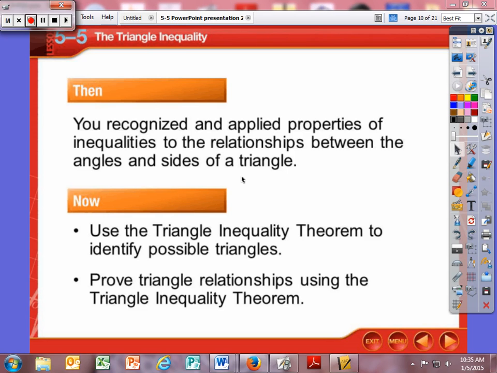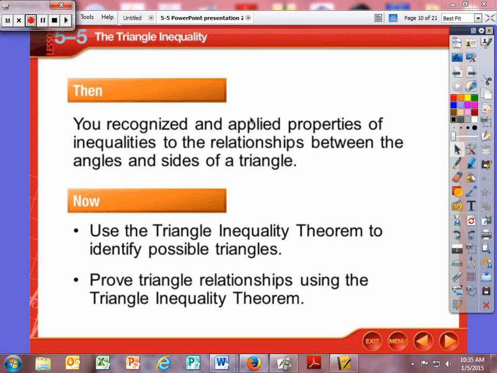Hey guys, we're going to start working on section 5.5 today, so notice we skipped over 5.4. This will actually be the last section that we do in chapter 5. We're just choosing two of the sections and working on those, and then we're going to head on to chapter 6. So in this section, notice we're going to be working on the triangle inequality.